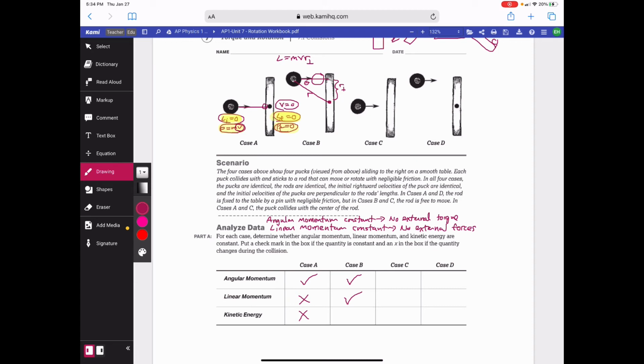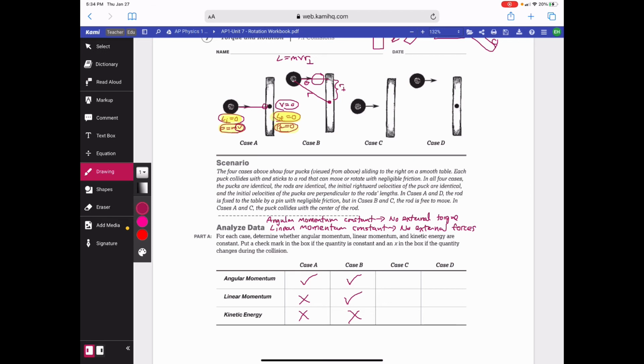So anytime you have an inelastic collision where masses stick together, you're not going to be conserving kinetic energy. So actually, it's fair to say that kinetic energy is not going to be conserved in, well, any of these cases. Okay, we'll get to that as we get to that.